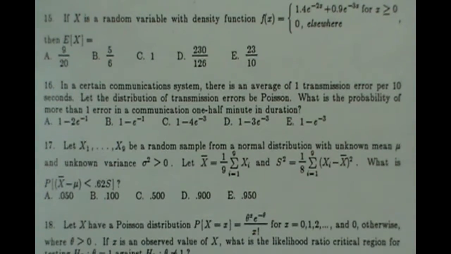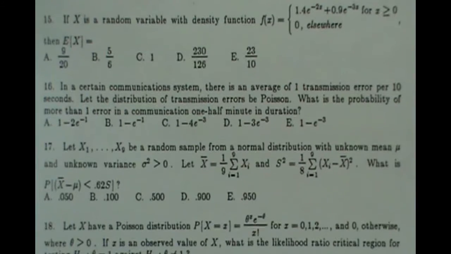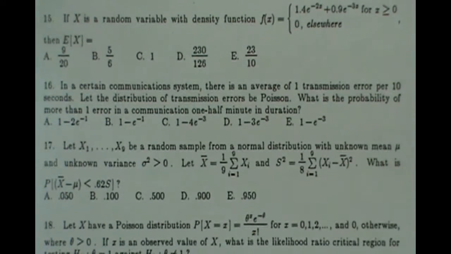Problem number 16. In a certain communication system, there is an average of 1 transmission error per 10 seconds. Let the distribution of transmission errors be Poisson. What is the probability of more than one error in a communication 1/2 minute in duration?